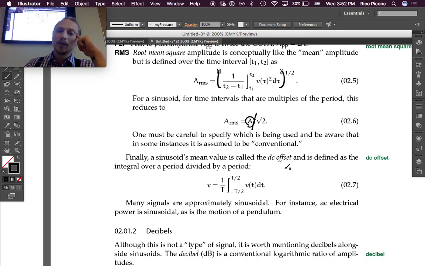Finally, a sinusoid's mean value is called the DC offset and is defined as the integral over a period divided by a period. So integrate over a period and divide it by that period, and you have the average value, which is the DC offset. Many signals are approximately sinusoidal. For instance, AC electrical power is sinusoidal, as is the motion of a pendulum. So that comes up a lot.